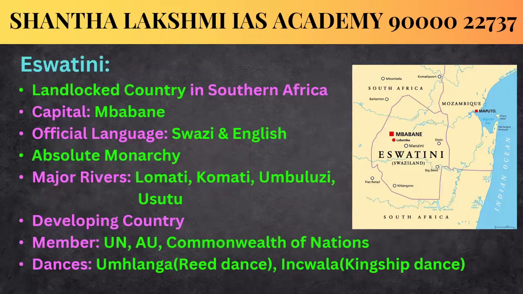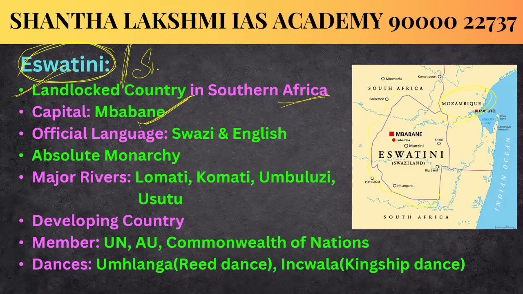Now coming to Eswatini. Regarding this Eswatini, we also discussed this topic in our previous Everyday Essential series. Why? Because recently United States President Donald Trump has deported many illegal immigrants or illegal criminals from the US to this country, Eswatini. It is a landlocked country in southern Africa. You can see here it is a landlocked country, and it has only 2 borders, that is South Africa and Mozambique here. Its capital is Mbabane.